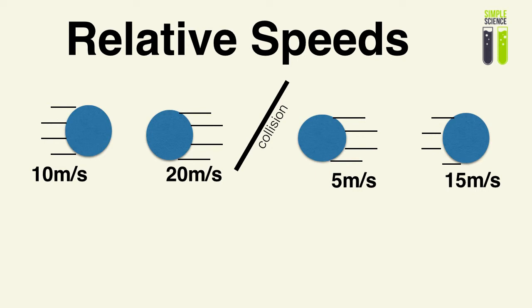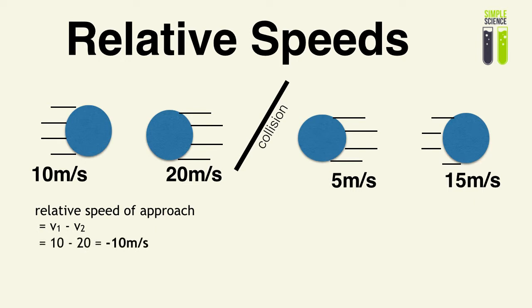Before it collides, one particle is traveling at 10 meters per second to the right, and one particle is traveling at 20 meters per second to the left. So it has a relative speed of about minus 10 meters per second to the left. The relative speed of approach is v1 minus v2, and you should get 10 minus 20. That's a relative speed of minus 10 meters per second to the left. That basically means that if the particle with the lower speed were to stay still, then the particle with the faster speed would be traveling at minus 10 meters per second.